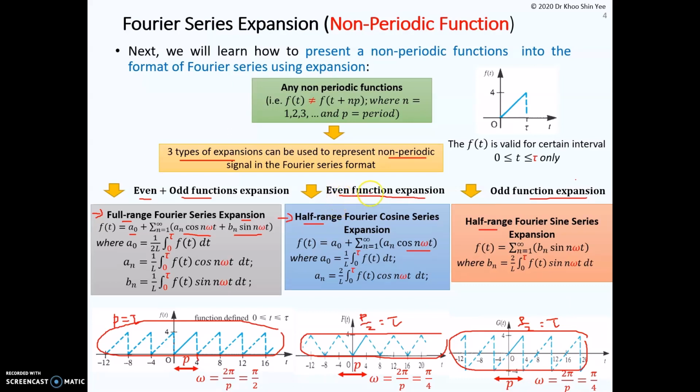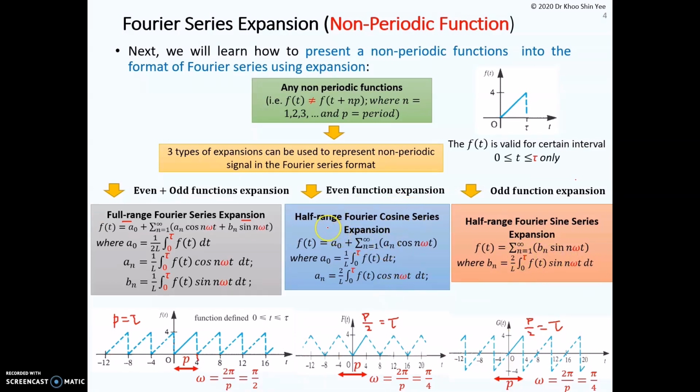We know that for the even function, you don't have the sine term, therefore your bn will be equal to 0. So in this case, we call it the half range Fourier cosine series expansion, and the f(t) is equal to a constant a0 plus the cosine term. For the odd function, you don't have the constant and the cosine term, therefore the a0 and an here will be equal to 0. The odd function expansion is also called the half-range Fourier sine series expansion, where you only have the sine term.